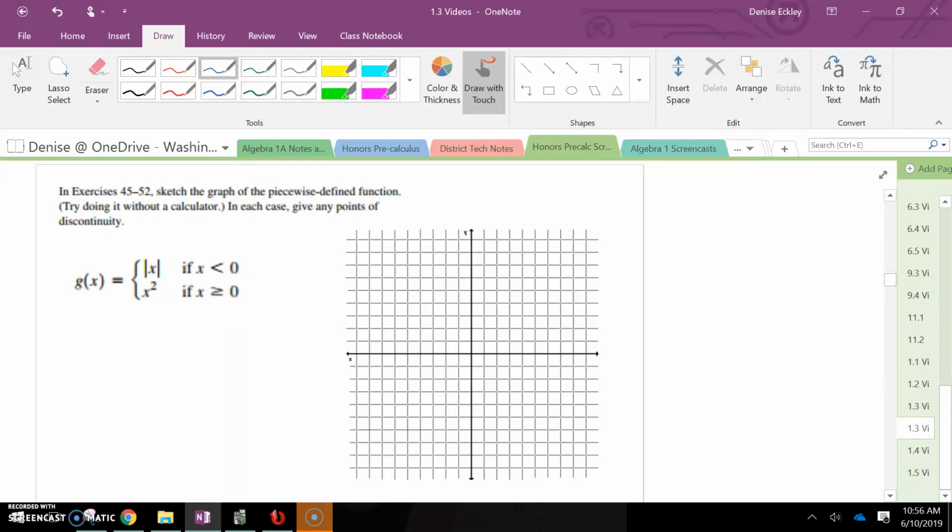In number 50, we are to sketch the graph of the piecewise defined function. We are to try to do it without a calculator and then give any points of discontinuity. So in this piecewise defined function, we have the absolute value of x if x is less than 0, and we have the function x squared if x is greater than or equal to 0.